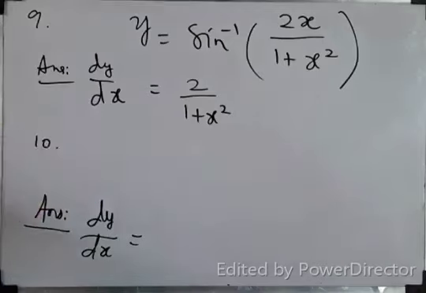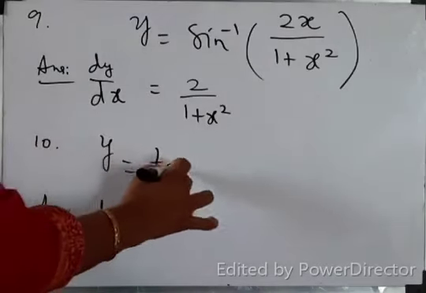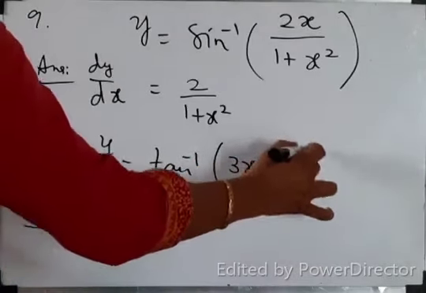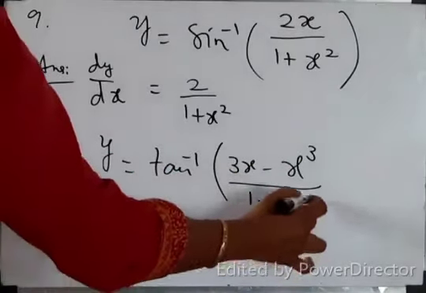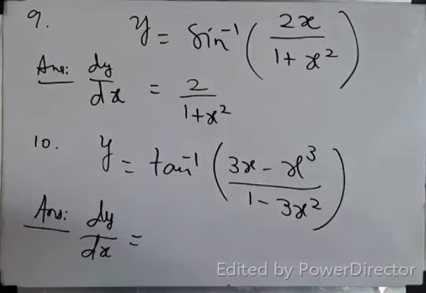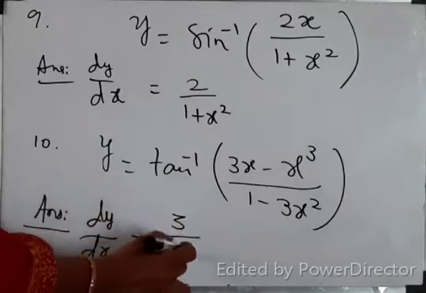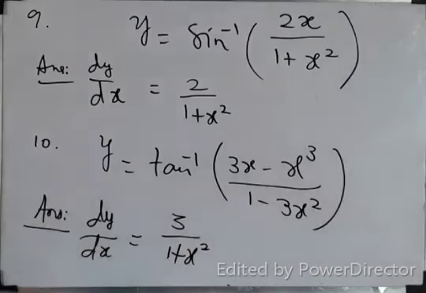Now, question number 10. Y equal to tan inverse of 3x minus x cube by 1 minus 3x square. Again, it looks like the tan 3A formula, right? Again, you have to substitute x equal to tan theta. The answer is 3 by 1 plus x square.